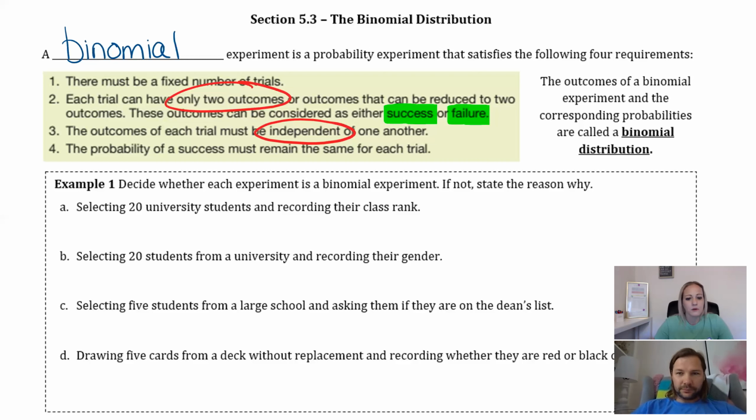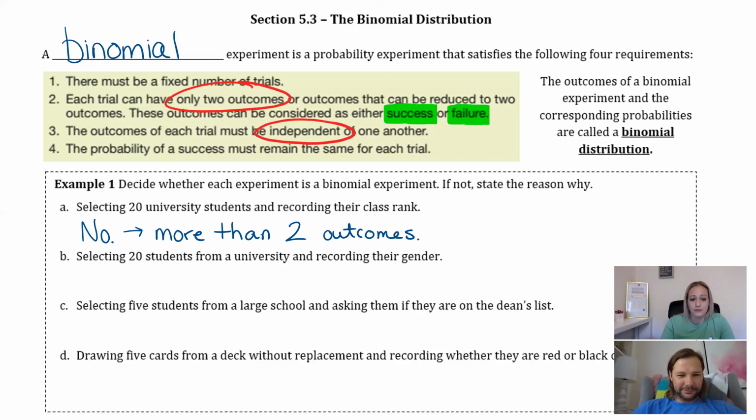Let's see, if we record their class rank, how many possible outcomes could we have there? Do you want to answer that? Yeah. 4, 5, I don't know. Sometimes people take victory laps. But I guess the point being is that there's definitely more than 2, right? Yeah, so since there's more than 2 outcomes, that tells us right there that no, this is not a binomial experiment because there's more than 2 outcomes. Okay, so at that point, we're done there.